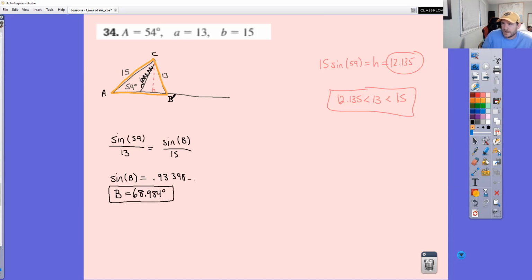Okay, easy. We got B, and we already have A, which means we can now easily get C. C is going to be 180 minus the 54 that we already have, plus the 68.984 that we just found. So just add 54 and subtract it from 180, I'm getting 57.016.